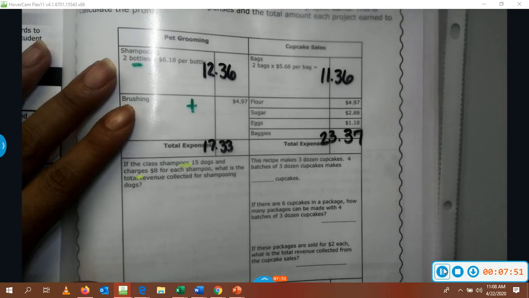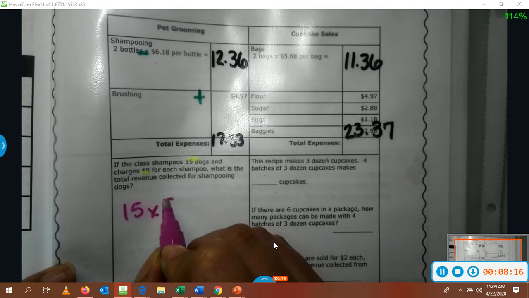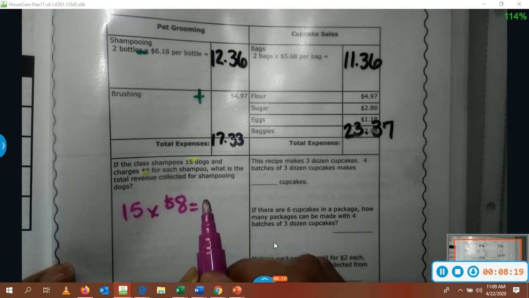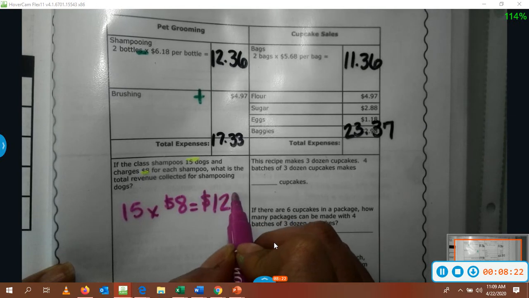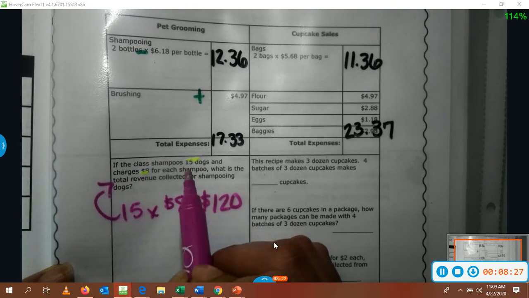So, if the class shampoos 15 dogs and charges $8 for each shampoo, what is the total revenue collected for the shampoo and the dogs? So let's do a little math. We have 15 dogs times $8. That equals how much? $120. Correct. That's how much they made from shampooing the dogs.